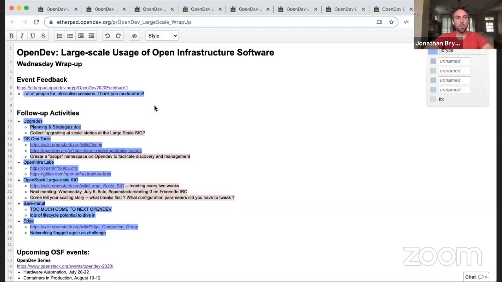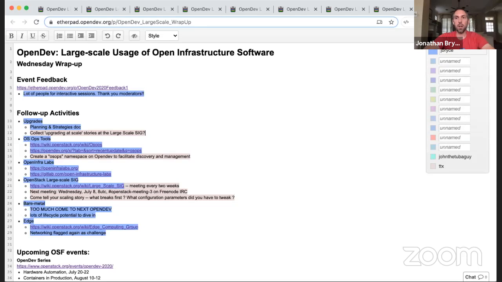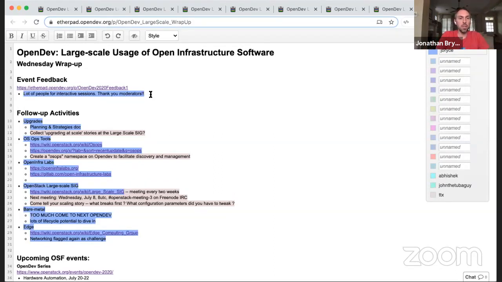I have an Etherpad here for the wrap up. You can maybe drop that link into chat while I get it shared. Okay, are people able to see this? Yes. Okay, cool. I wanted to start off and ask if anybody had any feedback overall on the event this week. As we've mentioned several times, this was event 1 in the series. We have 2 more coming up on hardware automation and containers in production, and we would love to get your feedback and any comments from attendees and moderators, so as we move forward we can keep improving them and making them even better.